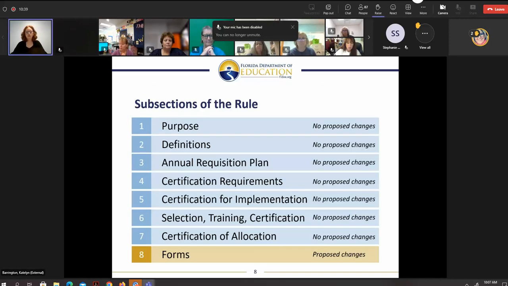So first, we're going to review the structure of Rule 6A-7.0715, Florida Administrative Code. The first two subsections provide an overview of the language you will see throughout the rule. Subsections 3 through 7 detail the plans and certifications for instructional materials and library media. And finally, subsection 8 provides the templates to be used for submitting certifications and plans and incorporates the library media and instructional materials training. We anticipate amending the library media and instructional materials training.